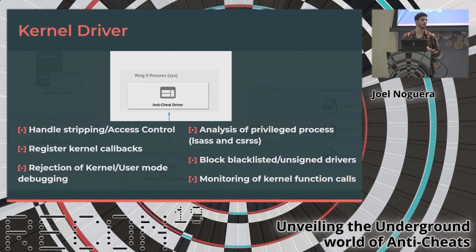Another thing they do is also control different flags in the kernel structure, so they know if some kernel or user mode are debugging the system, and also will manage all the protections to key services like LSASS and CSRSS, as we are going to see later.